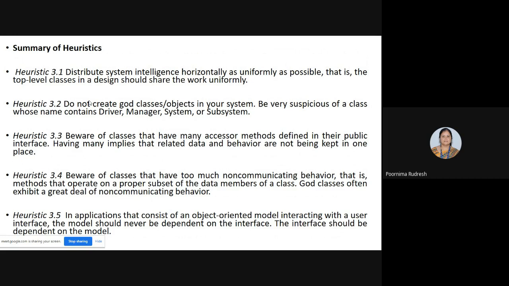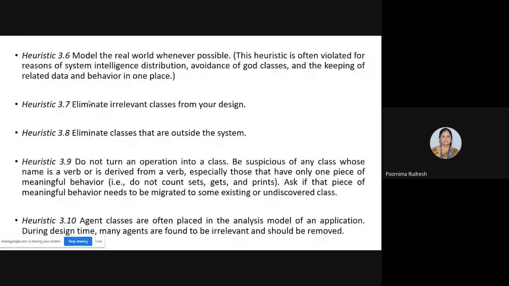And 3.4 says beware of classes that have too much non-communicating behavior, that is, methods that operate on a proper subset of the data members of a class. Guard classes often exhibit a great deal of non-communicating behavior. And heuristic 3.5 says that in applications that consist of an object-oriented model interacting with a user interface, the model should never be dependent on the interface. The interface should be dependent on the model.